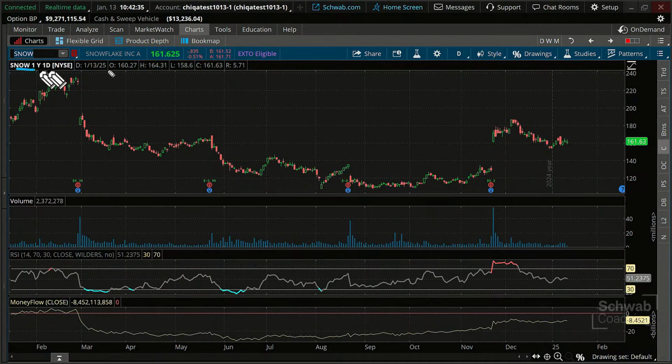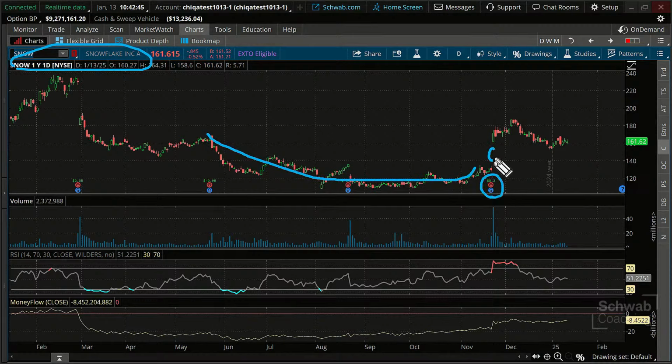Do you see it over here in Snowflake? Look at this guy. All the way down here, it's a rounded bottom. Coming up here, bam, you got your earnings, right? The earnings gap. And what did you do with the earnings gap? Folks, you cleared resistance right there.